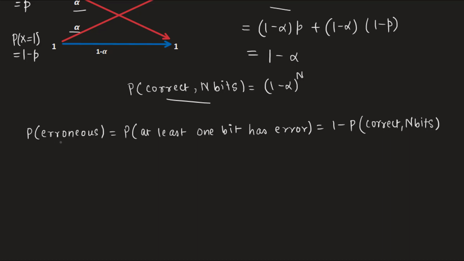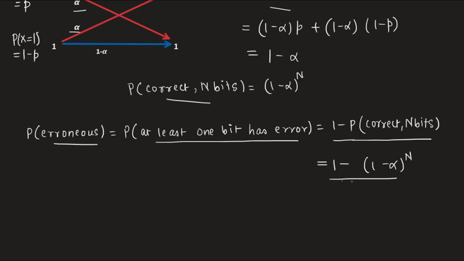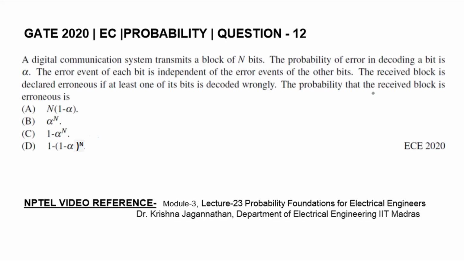It is given that the received block is erroneous if at least one of the bits has error, which is simply equal to 1 minus the probability that all the n bits are correctly transmitted, which can be written as 1 minus (1 minus alpha) raised to the power of n. So this is the final answer to this question. So the probability that the received block is erroneous is 1 minus (1 minus alpha) raised to n, which is option D.